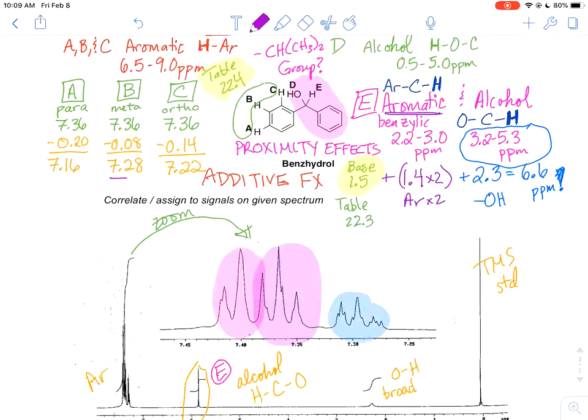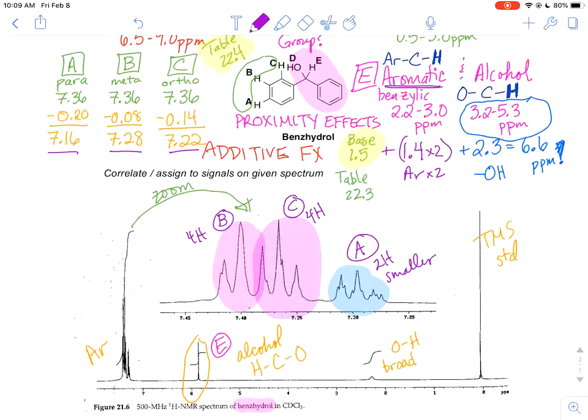You can see that signal B has the highest chemical shift, so this is signal B. Signal C has the second highest chemical shift right there, and signal A is right here. The other thing that's helpful is that A is a 2-hydrogen signal, so it's smaller, and B and C are both 4-hydrogen signals, so those are bigger.